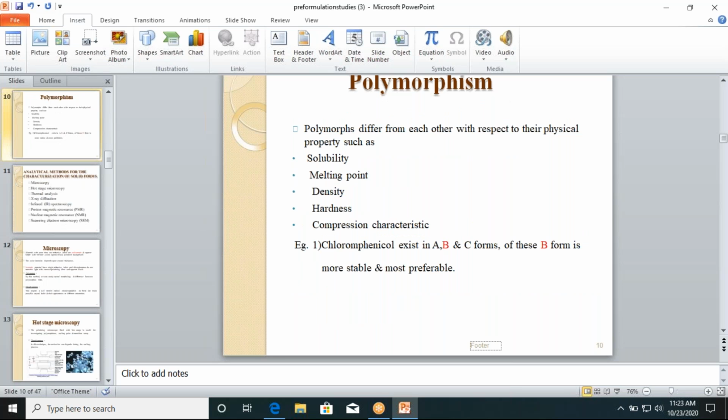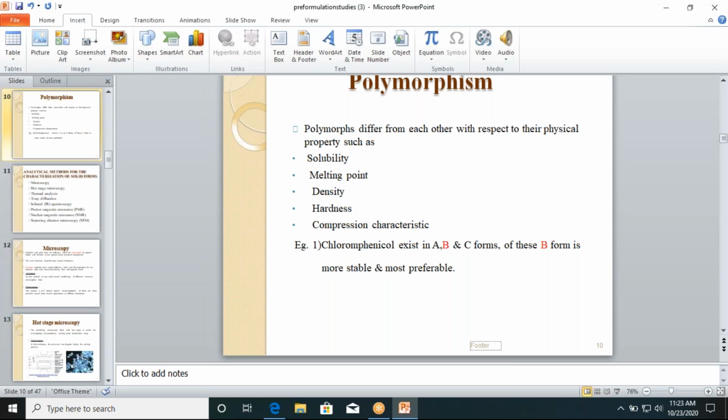Okay, so why are you going for polymorphism? What is the use of polymorphism? Polymorphs differ from each other with respect to their physical properties, such as stability. I told you that when you have two forms of sulfur, each form will differ from the other in its solubility characteristics, melting point, density, hardness, and compressibility characteristics.